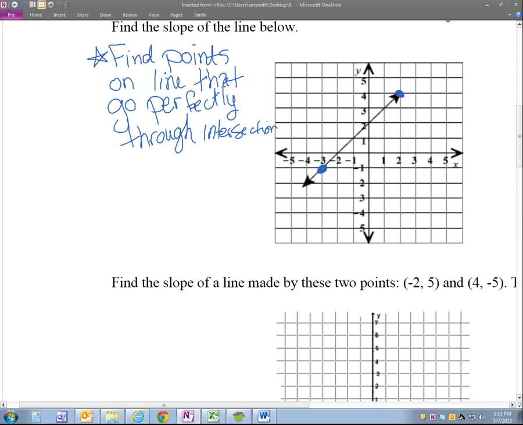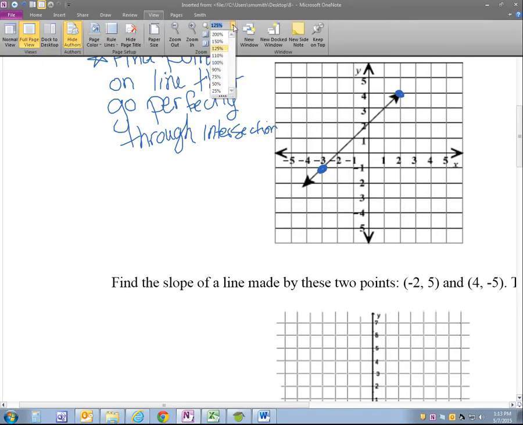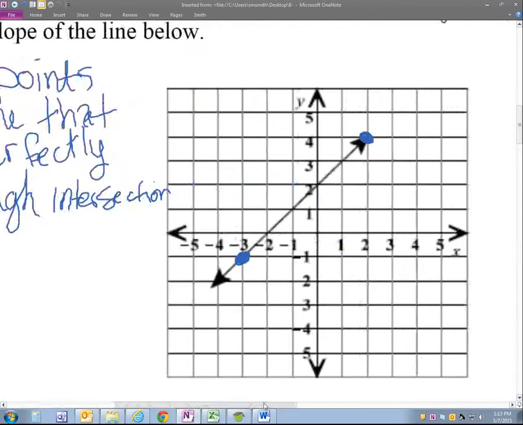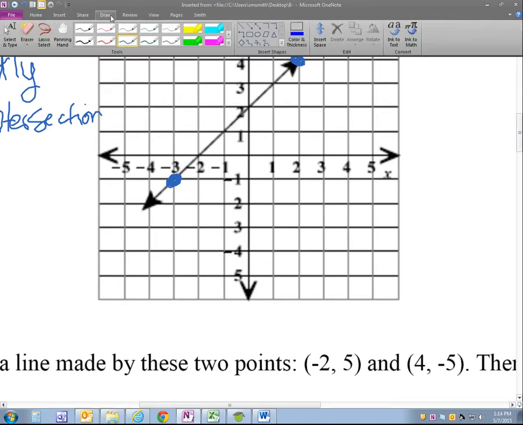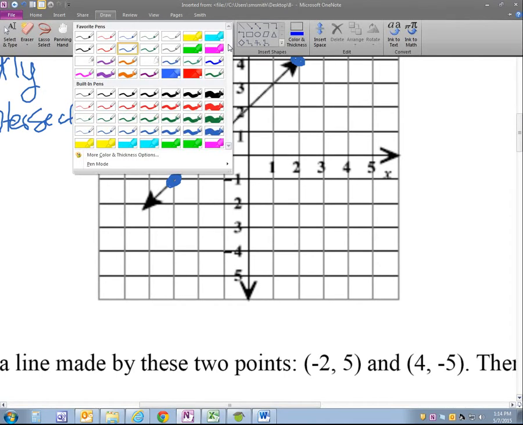So we have 2 points here, and I'm going to zoom in on this just to make sure that if fourth period is watching this, they can see exactly what they saw this morning. So I need to see how these two are from each other. Remember, the change in x is how far x goes. The change in y is how far the y values go. So I'm going to choose pink.